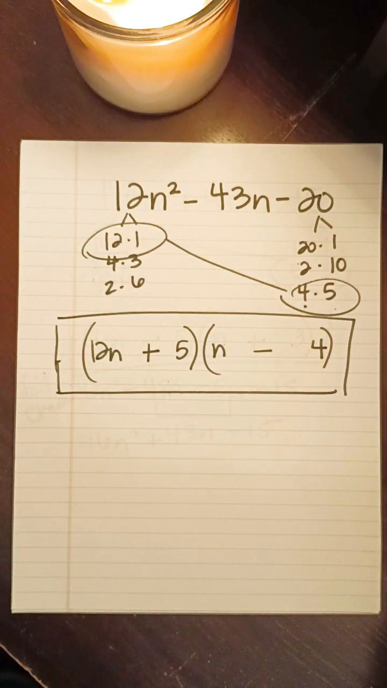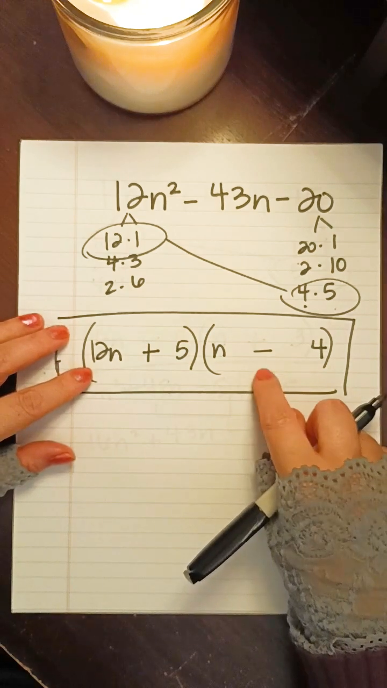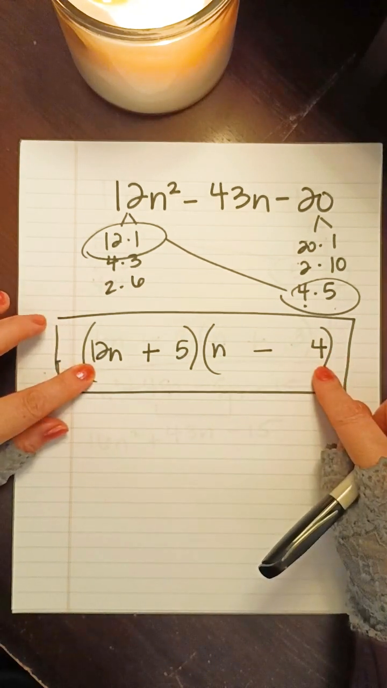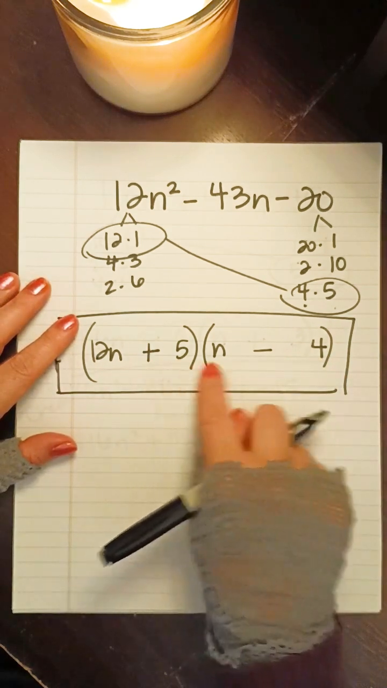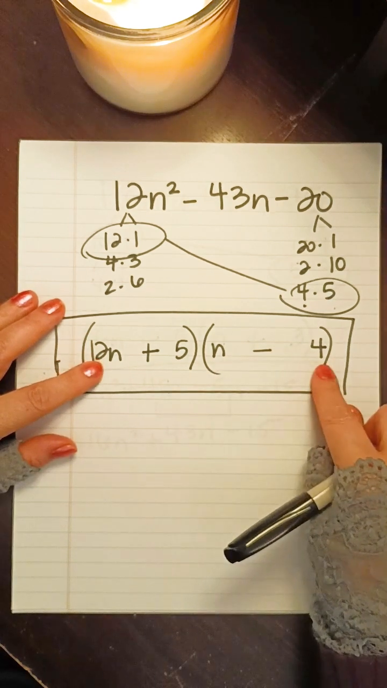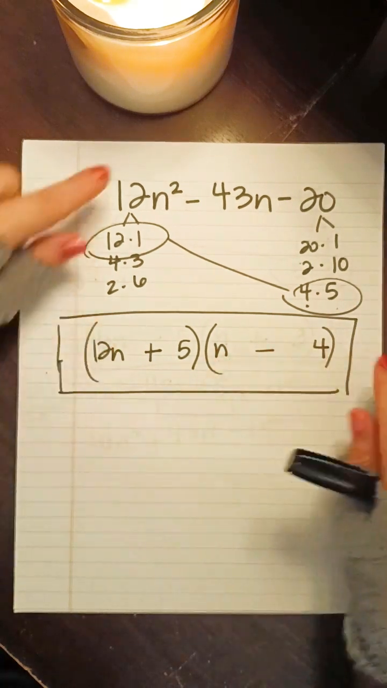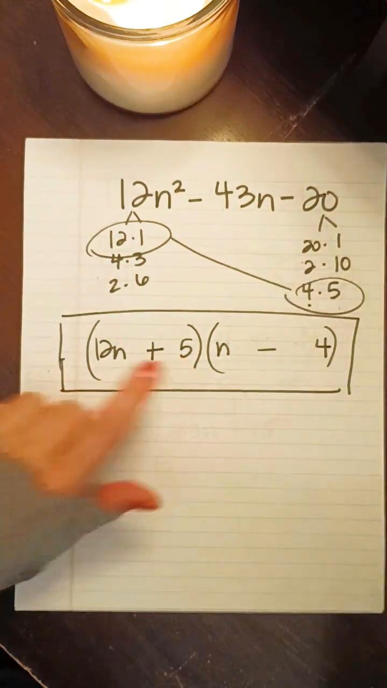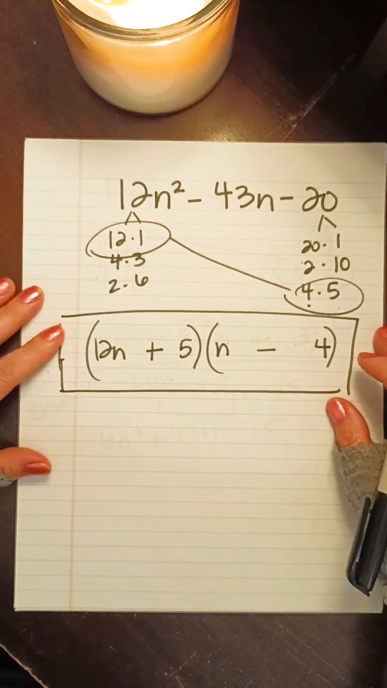So if I want to combine my outside numbers and my inside numbers, I'm going to need to place the negative sign with my bigger product. So it's negative 48n and my plus sign with my smaller one, still 5n. So that's negative 48n plus 5n, so it's negative 43. And then 12n times n is 12n squared, positive 5 times negative 4 is negative 20. So that's it. That was how we did this one.